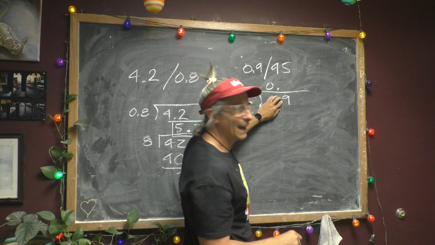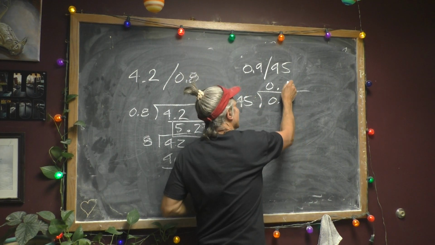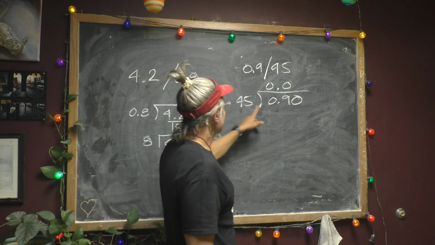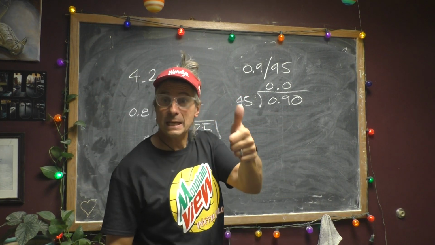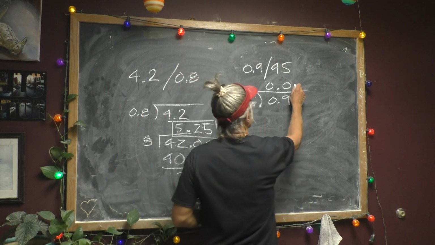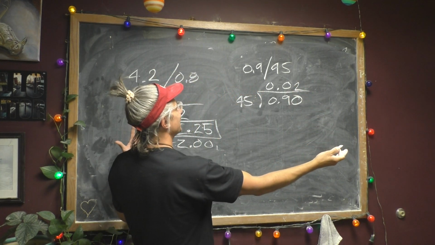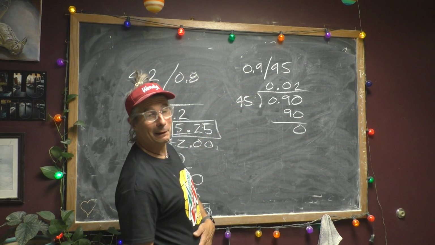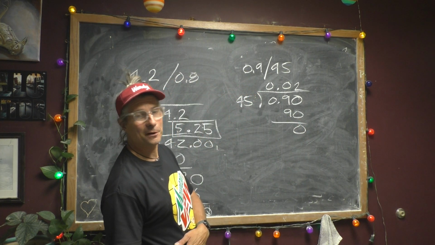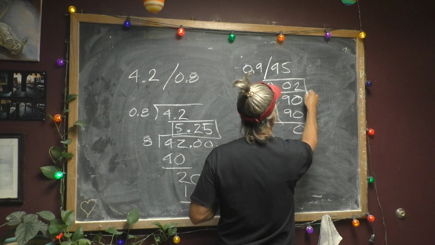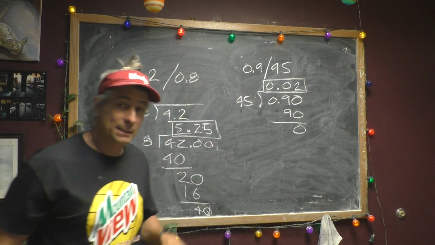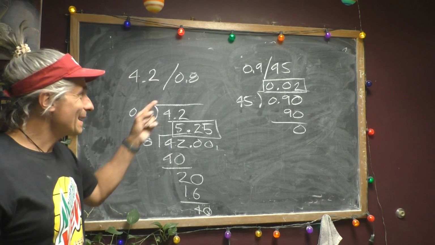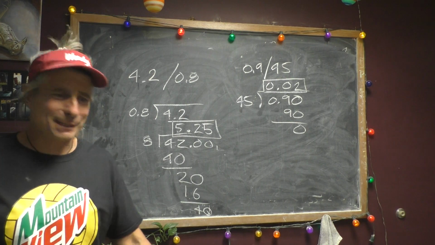But 45 can't go into 9, can it? No, it can't. So we have to give it an extra place. Can 45 go into 90? Yes, it can, exactly twice. And then you're done. Because 2 times 45 is 90 and there's no remainder. This is actually a little bit nicer than I thought it was going to be. I didn't think far enough ahead, y'all. So round it off to the 2 decimal places, which is exactly what that is, 0.02. 2 hundredths, or 0.02.